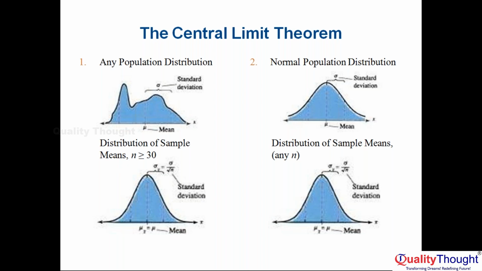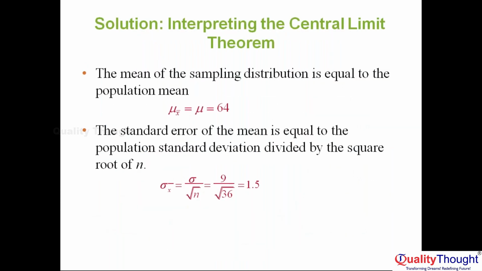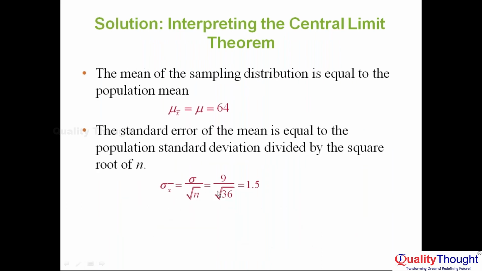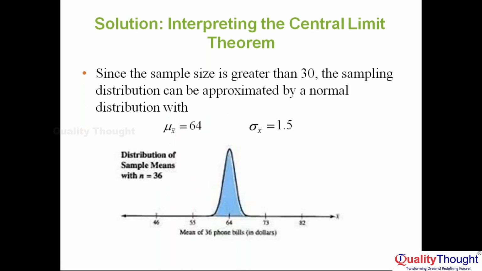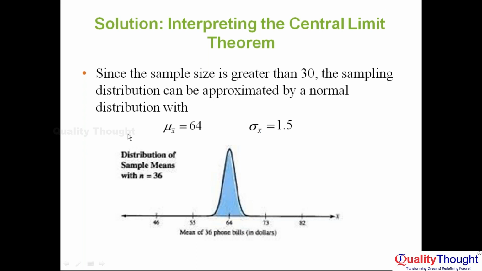Hence you can go ahead, and the mean is the same for the sampling distribution and the population distribution. The mean mu is equal to $64, whereas sigma x bar is equal to 1.5, which we can clearly calculate. This is the normal distribution that you have got based upon the mean value and one standard deviation apart. Since the sample size is greater than 30, the sampling distribution can be approximated by a normal distribution.